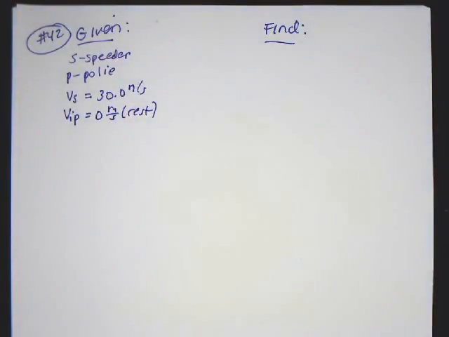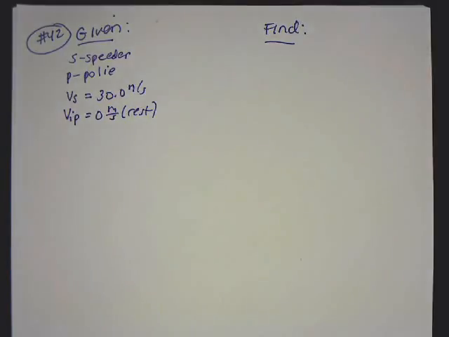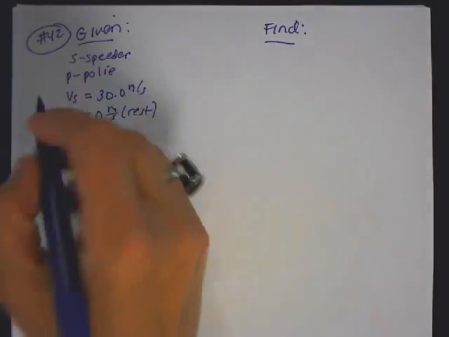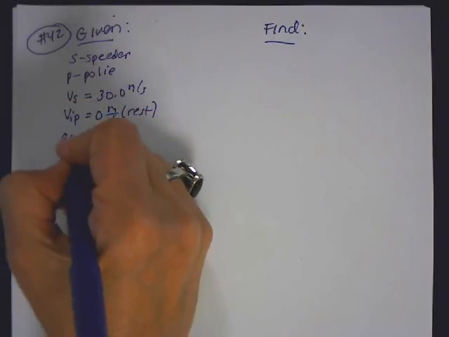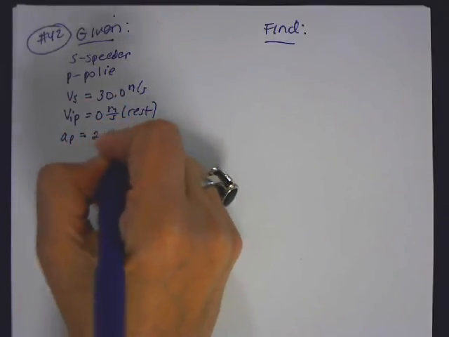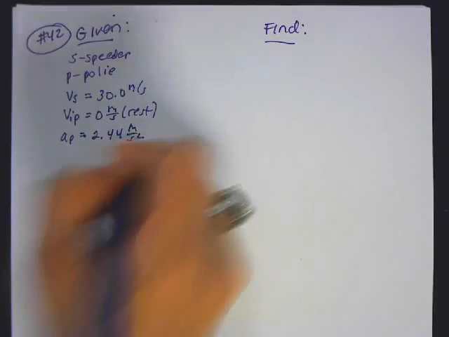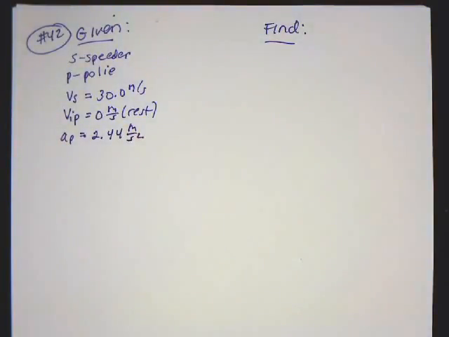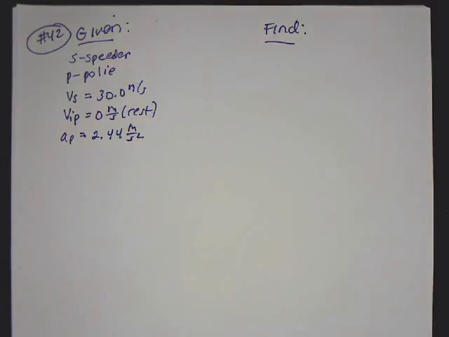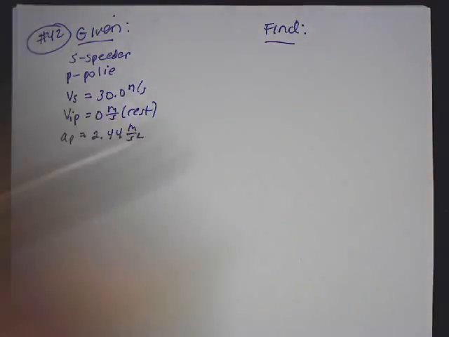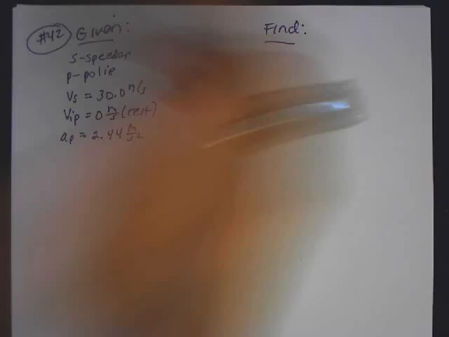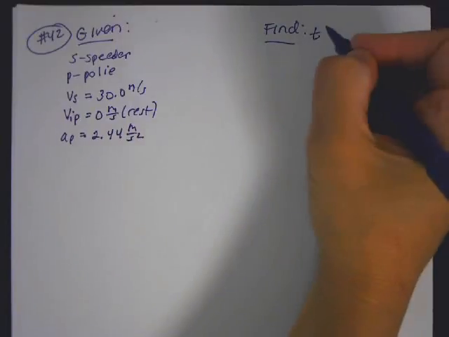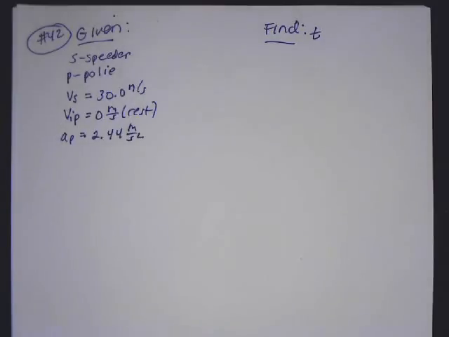All right. So the police car starts from rest with a uniform acceleration. So now the acceleration of the police car is equal to 2.44 meters per second squared. A, how much time passes before the speeder is overtaken by the police car? So I want to find the time when one overtakes the other.